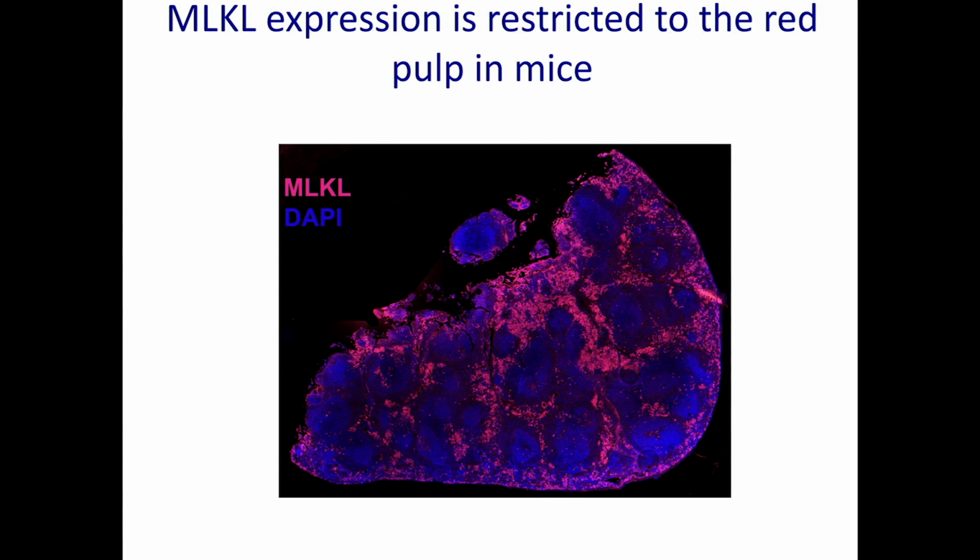When we actually do a stain and we look at where MLKL is expressed in the spleen, it marks this red pulp quite well. So the red pulp is an area where we see the monocytes develop, and the white pulp is where other immune cells develop. But really, the red pulp is expressing high levels of MLKL.